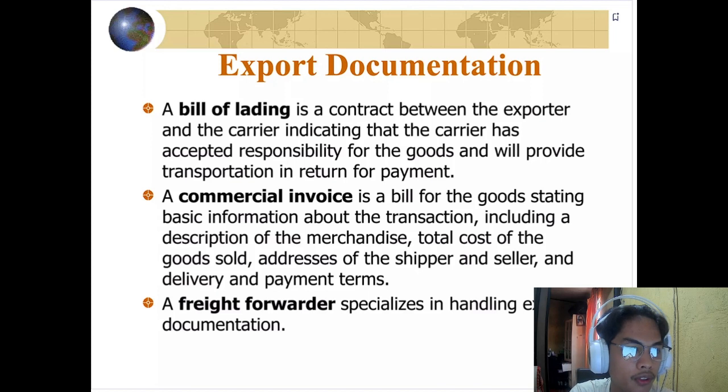So, export documentation. A bill of lading is a contract between the exporter and the carrier indicating that the carrier has accepted responsibility for the goods and will provide transportation in return for payment. A commercial invoice is a bill for the goods stating basic information about the transaction, including a description of merchandise, total cost of goods sold, addresses of the shipper and seller, and delivery and payment terms. A freight forwarder specializes in handling export documentation.